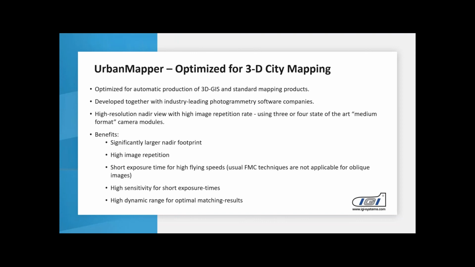So in the end, if you use it, you really have a very large nadir footprint. You have a high image repetition rate. This is, of course, necessary to create these high overlaps. What you also need is the possibility to work with short exposure times, because if you look at the forward motion for the oblique images, you in general cannot really use the normal FMC technique, so you have to expose quite quickly. For the same reason, you would need a high sensitivity. And of course, for the matching, it is always helpful and always necessary to have a high dynamic range for optimal matching results.